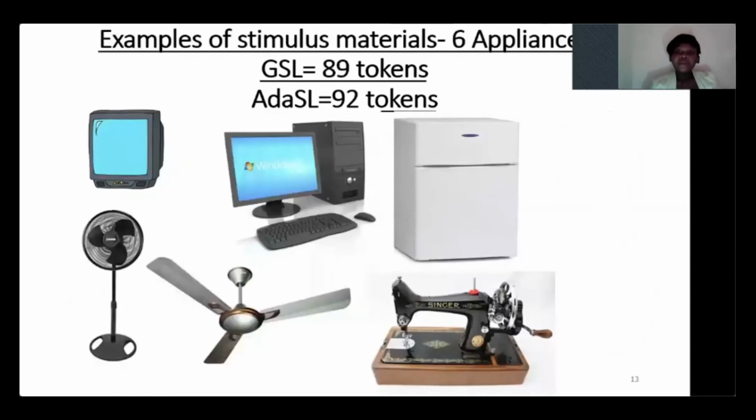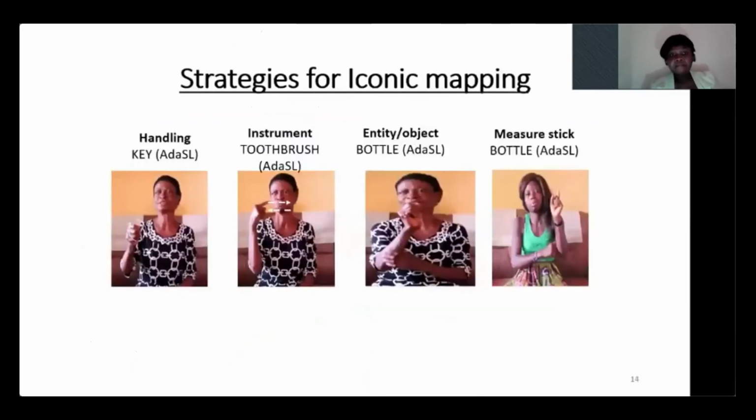And the appliances were just 6. So these were the 6: TV, computer, fridge, standing fan, ceiling fan, and sewing machine. So these are the exact pictures that were shown to signers. The images were specifically selected so that signers could associate with them. For example, for sewing machine, I couldn't use an electric machine because most of the signers will not be able to associate what an electric machine was used for. It would be a novel item to them.